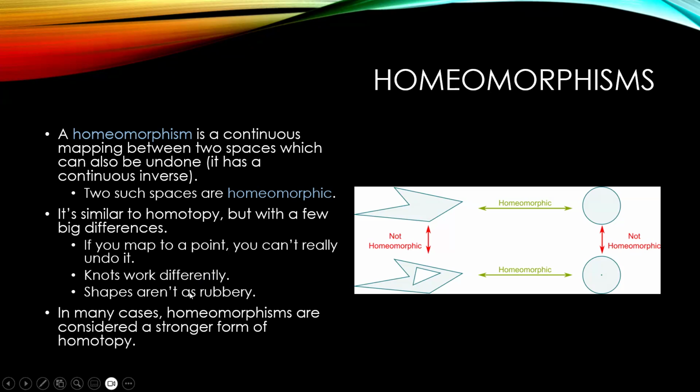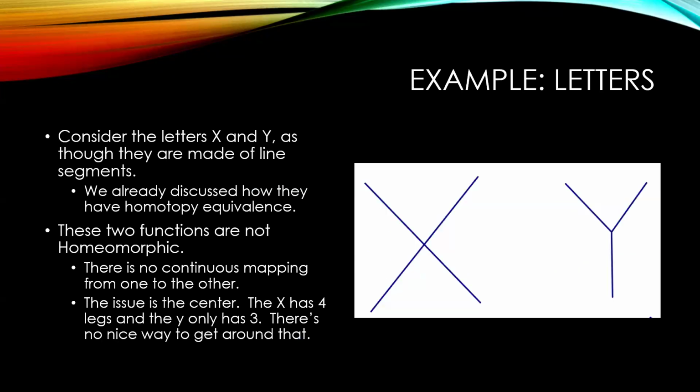Knots work differently as well, and shapes just aren't as rubbery. We'll see what we mean by that. In many cases, homeomorphisms are considered a stronger form of homotopy. And here's one example. Letters. Let's think of the letters X and Y.